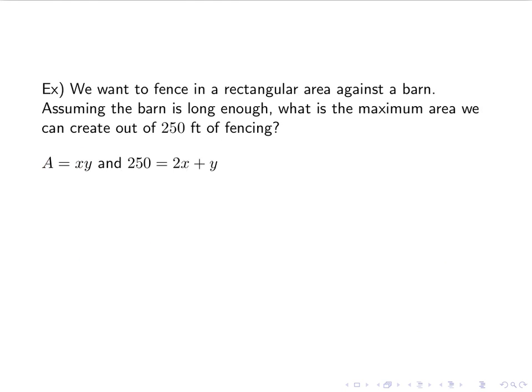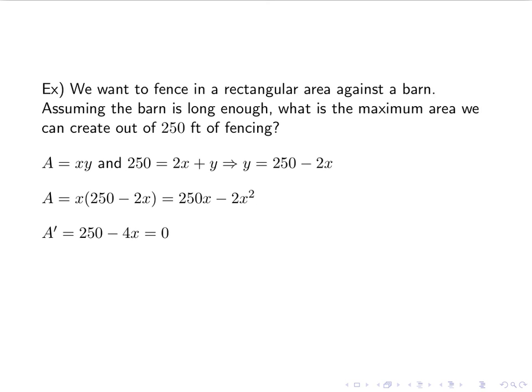Okay. And then what we're going to do is we're going to take our constraint and solve it for one of our variables. And then we'll take that equation for y, plug it into area. So x times y, which is now 250 minus 2x. Distribute. So again, area is the equation we're trying to maximize. So we're going to differentiate it, where we get 250 minus 4x, set it equal to 0, and solve for x. And hopefully everyone should be getting 62.5 feet.